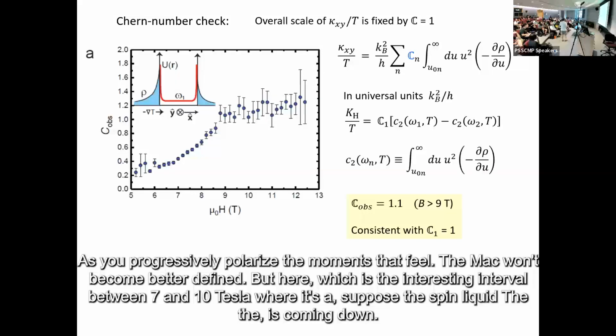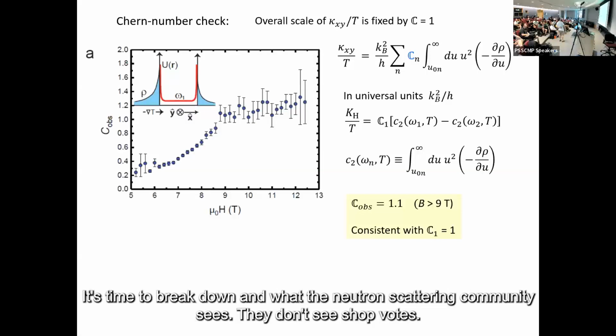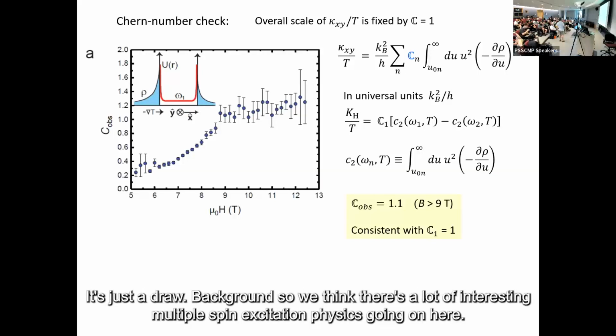As you progressively polarize the moments with field, the magnons become better defined. But here, in the interesting interval between 7 and 10 Tesla, where it's a supposed spin liquid, the Chern number is coming down. And so what does that mean, right? We don't know. So this is an indication that this magnon description is starting to break down. And what the neutron scattering community sees, they don't see sharp modes. It's just a broad background. So we think there's a lot of interesting multiple spin excitation physics going on here.